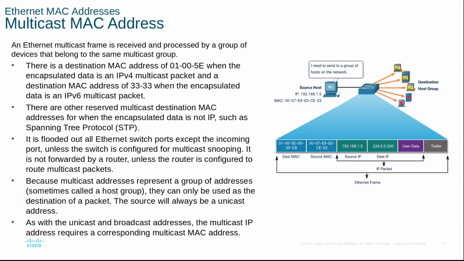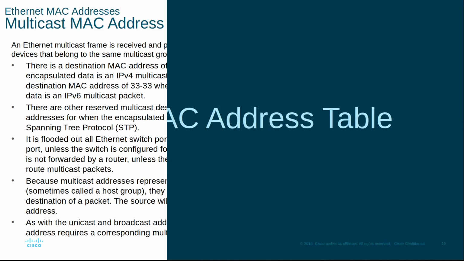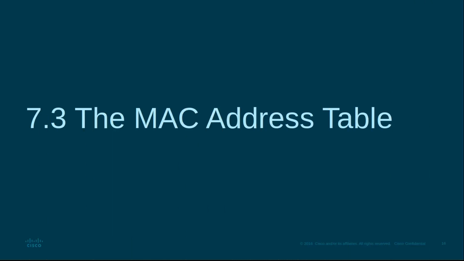Now, because these are represented as a group of addresses, they're sometimes called a host group. They can be used as the destination as well, but the source will always be unicast if that's the case. And just like unicast and broadcast addresses, multicast IP addresses are required as well. So you have to have a multicast IP and a multicast MAC address if you're using something that multicasts. I, again, would normally pause and ask if that makes sense so far. I hope it does. We're flying through these.